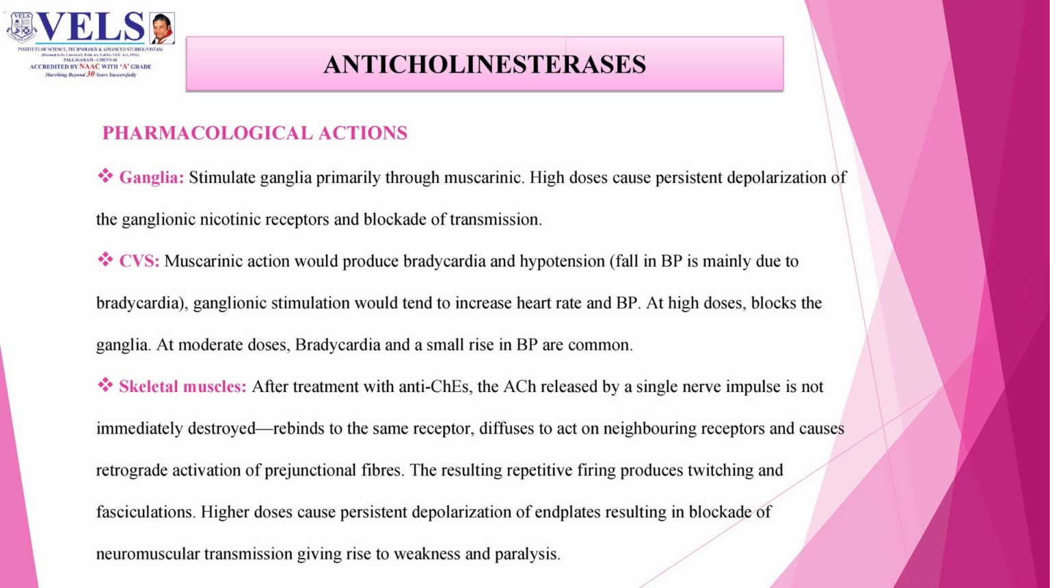Skeletal muscles: after treatment with anticholinesterases, the acetylcholine released by a single nerve impulse is not immediately destroyed. It rebinds to the same receptor, diffuses to act on neighboring receptors, and causes retrograde activation of pre-junctional fibers. This results in repetitive firing that leads to twitching and fasciculations. Higher doses cause persistent depolarization of end plates, resulting in blockade of neuromuscular transmission that gives rise to weakness and paralysis.